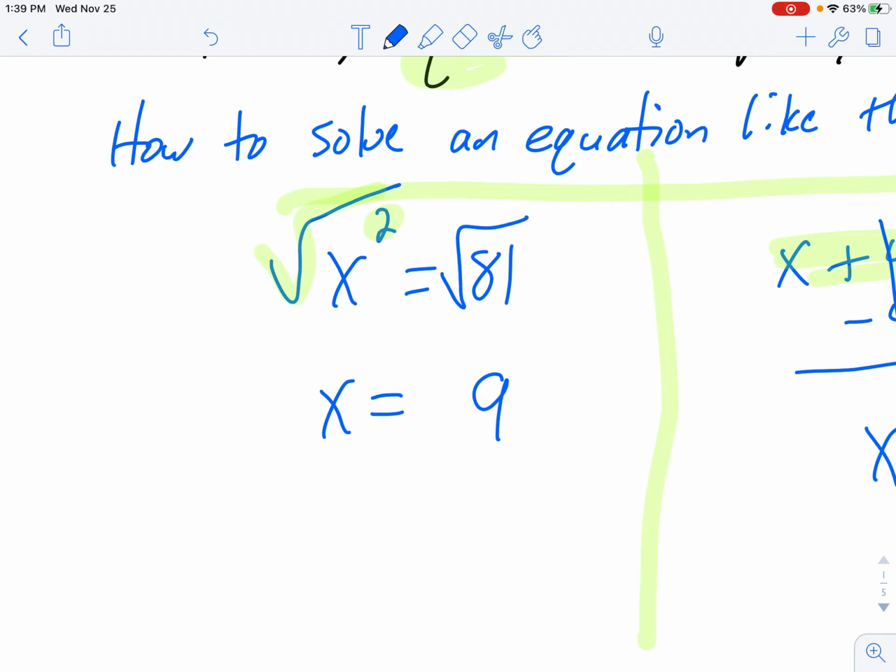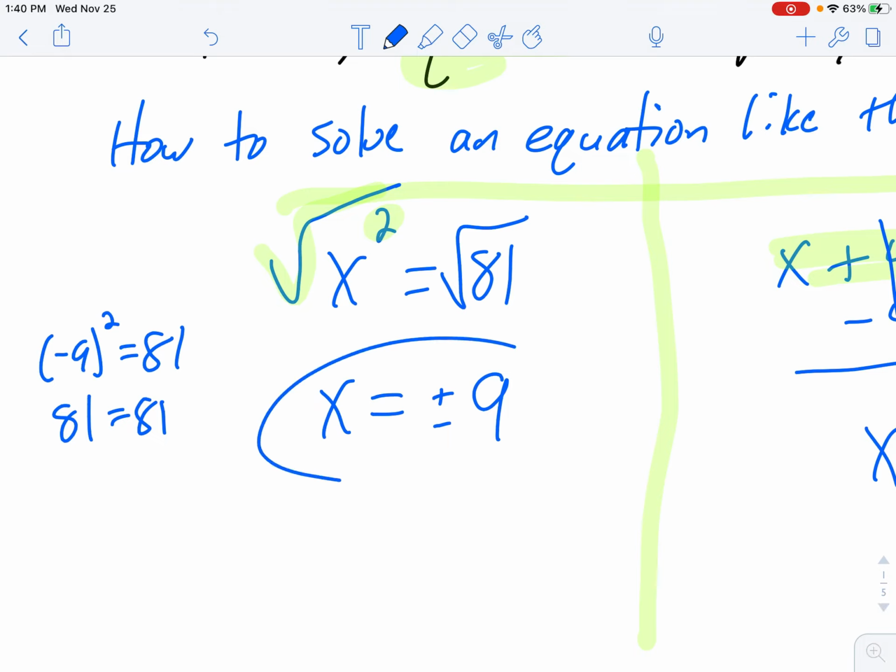Yes, 9 works. 9 squared equals 81. However, negative 9 squared also equals 81. When you square a negative, negative 9 times negative 9, it turns positive and you get positive 81. So it turns out that yes, 9 is an answer, but it's not the answer. Both positive 9 and negative 9 are answers. So we say the solution is plus or minus 9.